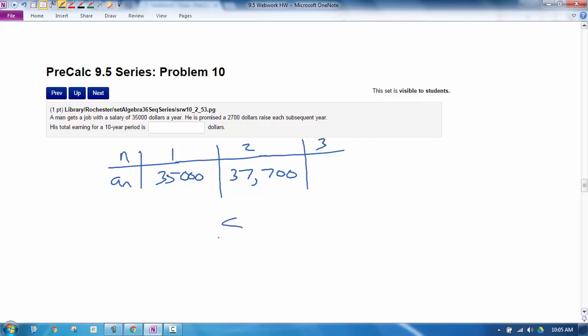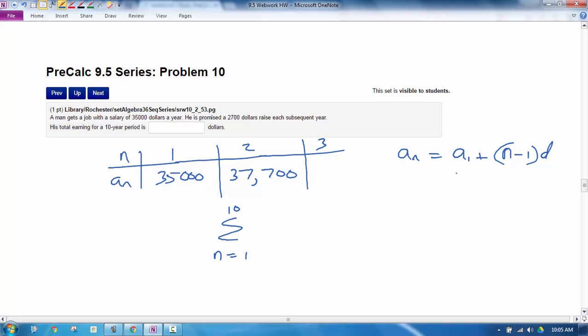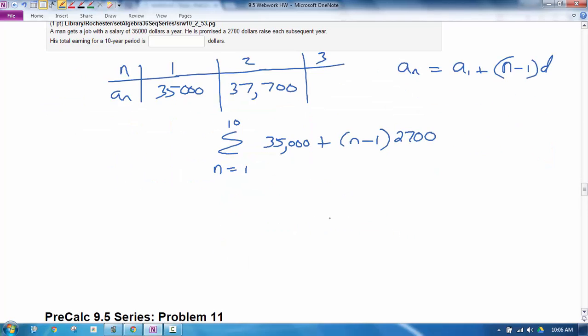We want the total earnings, so we want the sum for the first 10 years of the sequence, and the sequence would be a sub n equals the first term plus n minus 1 times the common difference. So in this case the first term is 35,000 plus n minus 1 times the common difference, which in this case we're increasing by 2,700. So that's our formula.